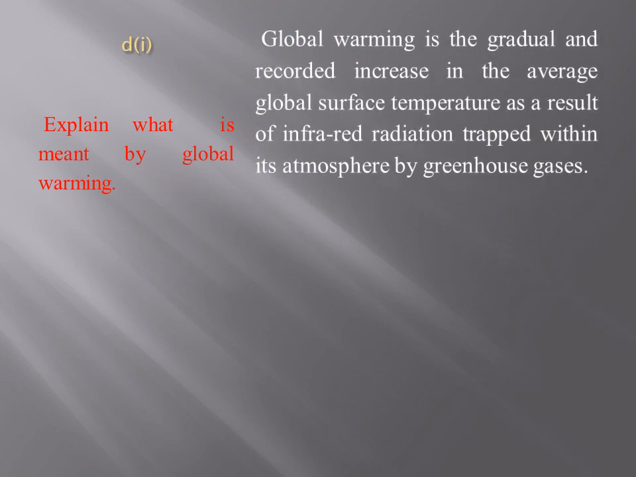We look at D Roman 1. It says, explain what is meant by global warming. What is global warming? Global warming is the gradual and recorded increase in the average global surface temperature as a result of infrared radiations trapped within its atmosphere by greenhouse gases. Look at that definition. It's quite elaborate, but it's good and it's explicit.